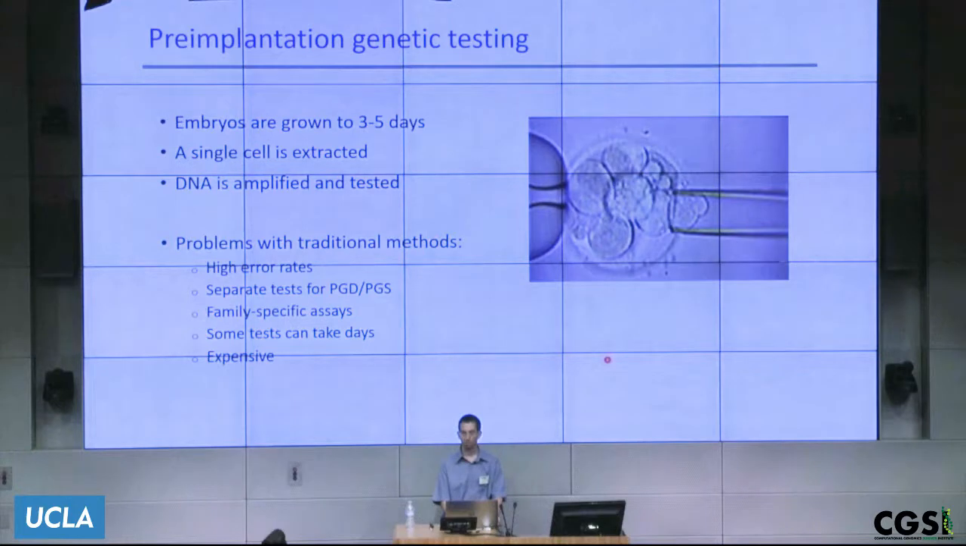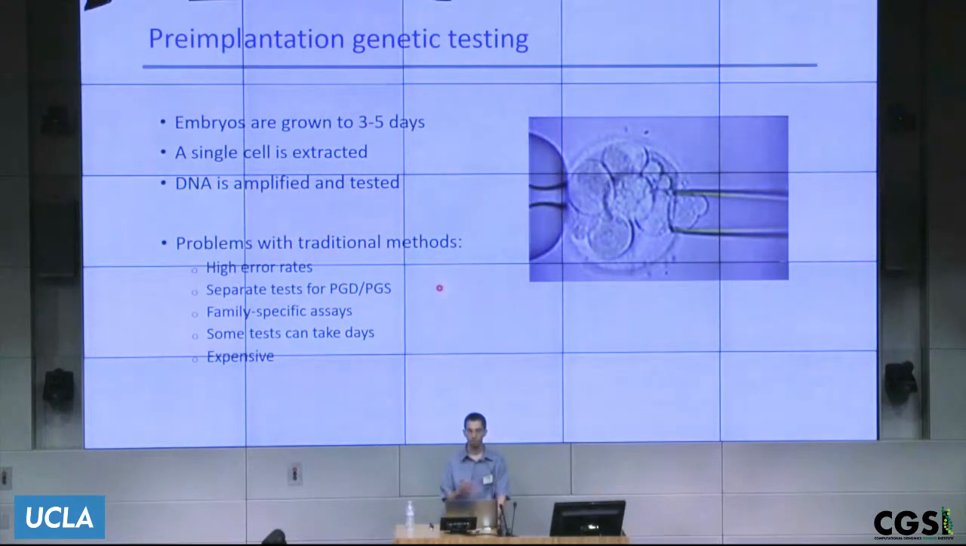So there have been many methods to do PGD or PGS. The very traditional methods like FISH suffered from relatively high error rates. Nowadays, what most labs are doing is just testing markers in the vicinity of the disease mutation, usually STRs. There are a number of problems with this approach, and this is why it's starting to disappear. First, it requires separate tests for PGD or PGS, because this approach is not informative on copy number variants. And second, it requires the lab to develop family-specific assays.